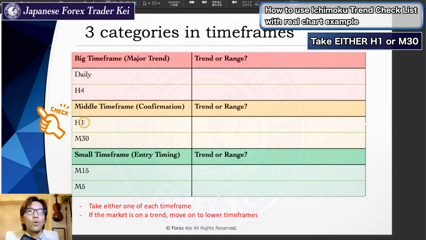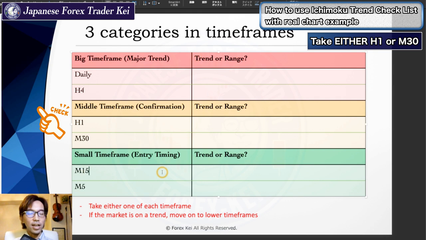And you see either the 1 hour or 30 minute chart. When either one of these time frames is pointing up, then go to even lower time frames to take trades. And that's why I colored it red, yellow, and green. This is actually like a traffic light.